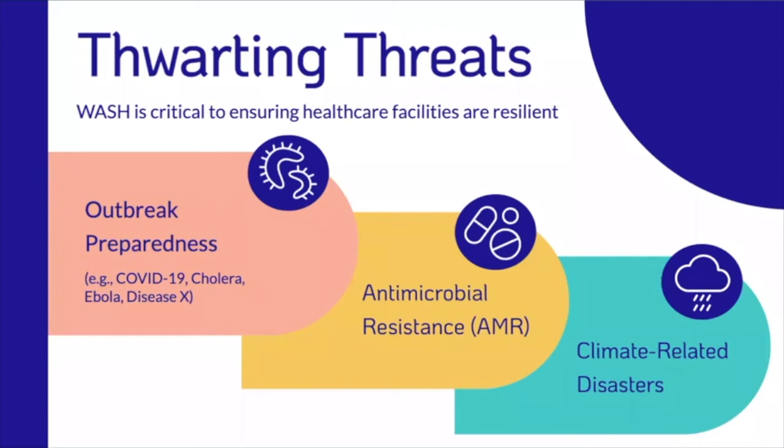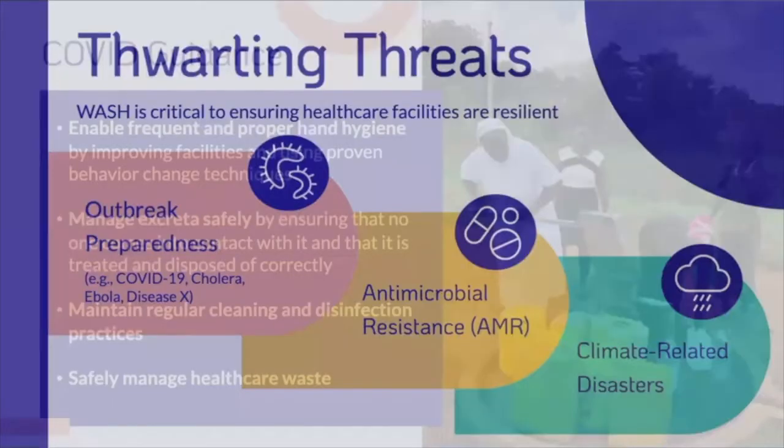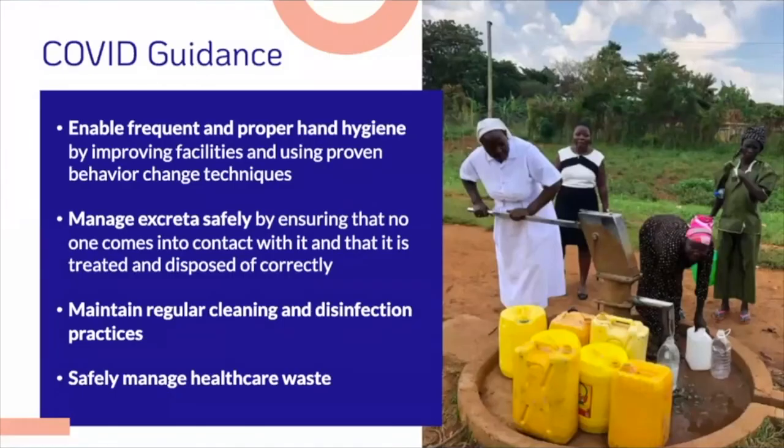And lastly, climate-related disasters. We want to touch on the COVID guidance here. When WHO and UNICEF put out their recommendations around COVID guidance for WASH and IPC, it emphasized frequent and proper hand hygiene, managing excreta safely, maintaining regular cleaning and disinfection practices, and safely managing healthcare waste. And these documents can be found on the WHO website in specific to how WASH and healthcare facilities should be handled in these scenarios.